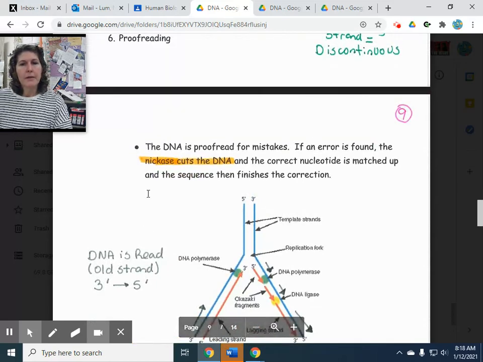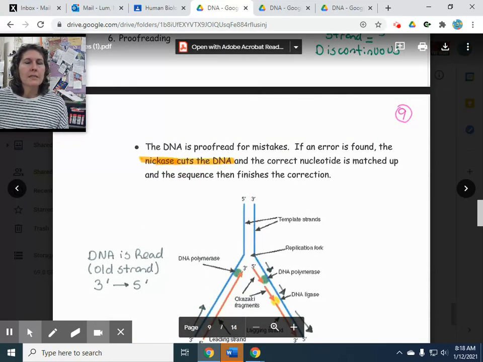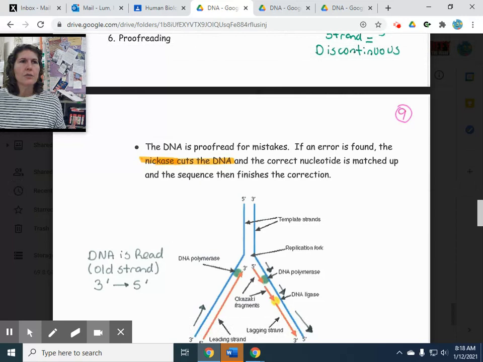So before we get to this diagram, one more enzyme called nicase. We said that this should be kind of foolproof. A goes with T, C goes with G. Yeah, we know that that's not always the case. Mutations can occur. So the DNA gets proofread for mistakes. And as errors are found, because remember, we have billions of these base pairs that are being added in there, the nicase is going to cut out the wrong base pair and put in the correct base pair.